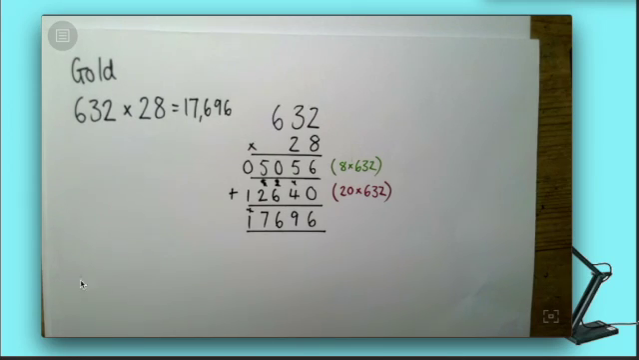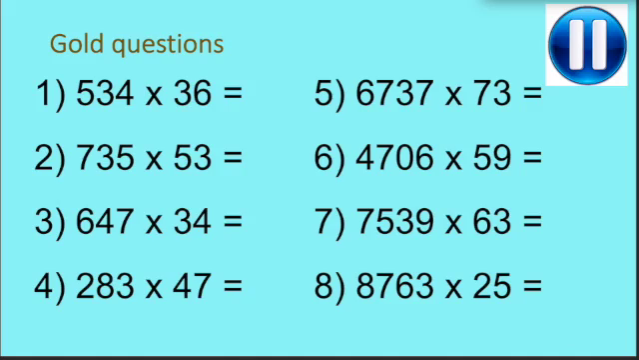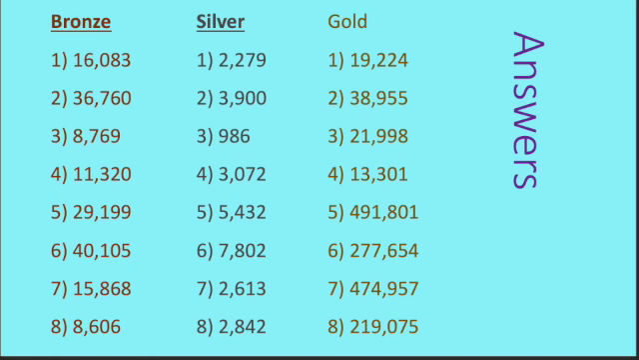So, for gold, pause now and give them a whirl. Right, answers coming up for everybody. So, if you don't need the answers, just pause before you get any further. The answers coming up now. There they are. Tick and fix your answers as necessary.